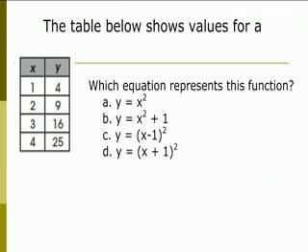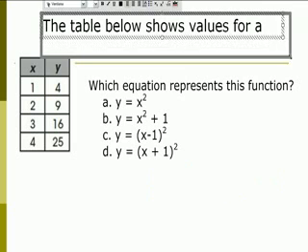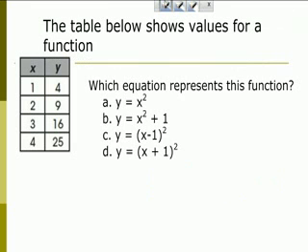The table below shows values for a function. Okay, so it shows values for a function, and it says which equation represents this function. So x is 1, y is 4. X is 2, y is 9. X is 3, y is 16, and so on. Now the easiest thing to do, I think, is to just substitute the x values in. I would pick two of them, because sometimes you can come up with more than one answer. So at least try two values.